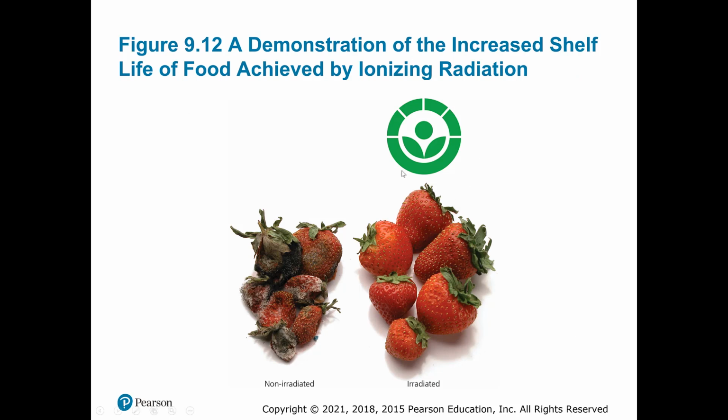If you see this insignia, this little green circle with the flower in it on your produce, you know that your produce has been irradiated. It doesn't mean that it's radioactive. It doesn't mean that you're going to be exposed to the radiation. It just means that they've been irradiated to kill any molds and things like that that might be growing on that produce.